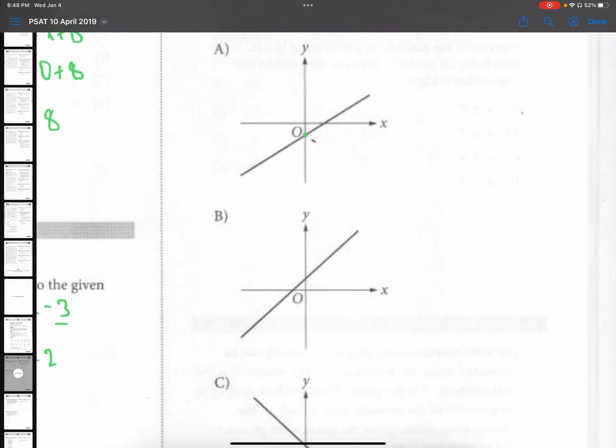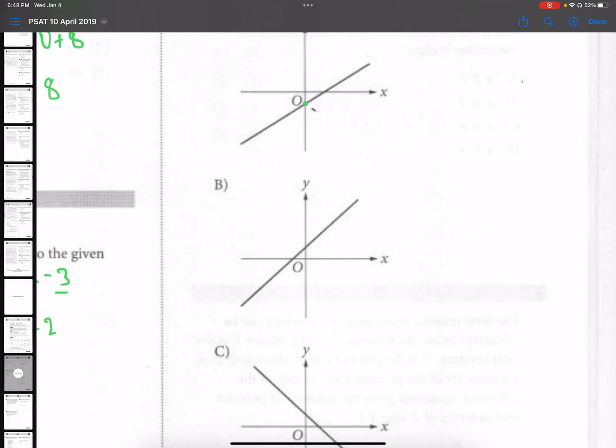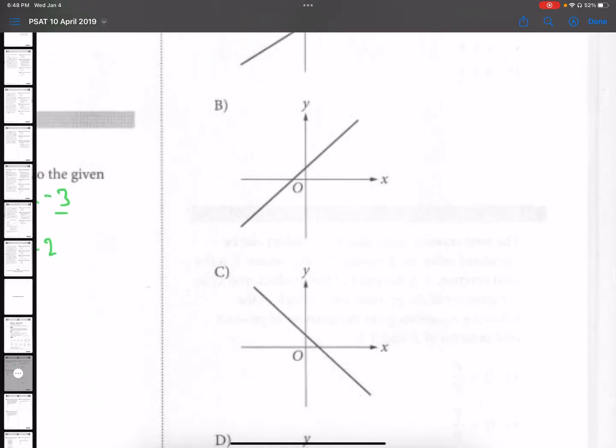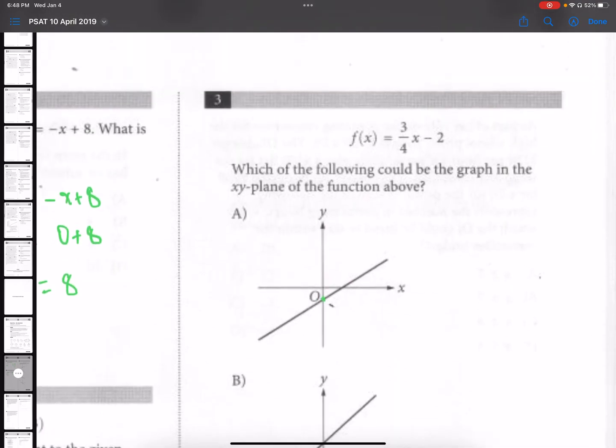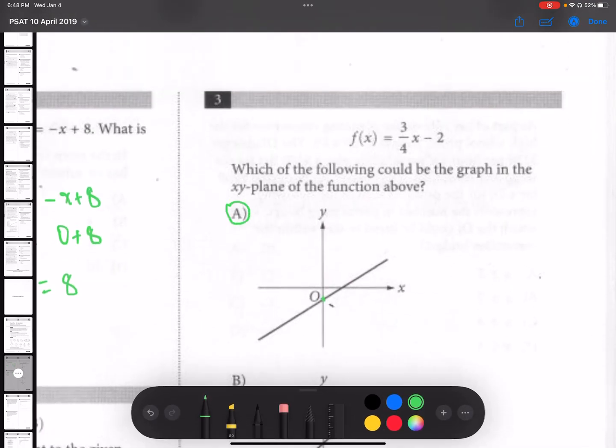I'm going to go to the rest of the answer choices. B has a positive y-intercept, so definitely not that. C is not a positive slope, definitely not that. Nor is D, so which means our answer should be A.